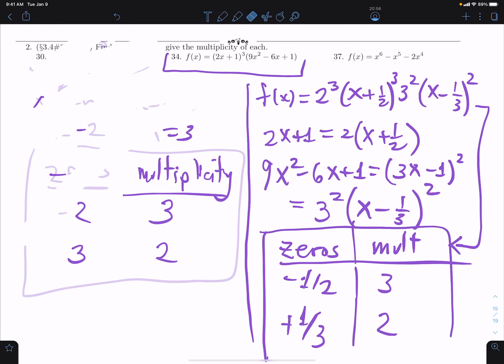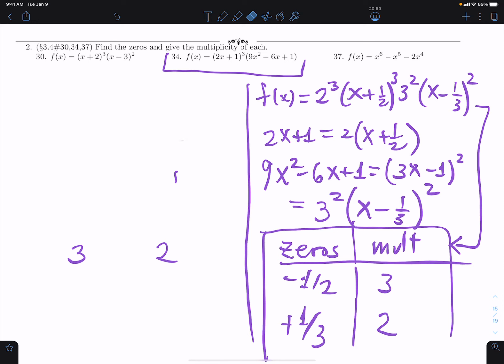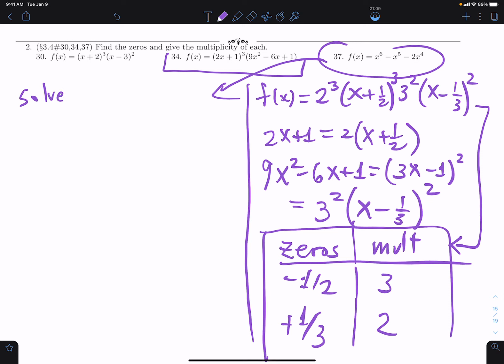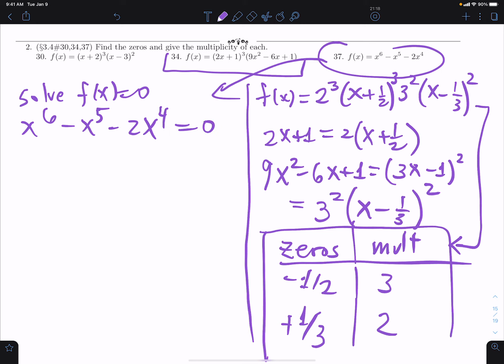Let's clear out some space, do some erasing, and we're going to work on number 37. Let's bring that over here. The thing that we want to do is to solve for the zeros. We want to solve f of x equals 0, or x to the 6th minus x to the 5th minus 2x to the 4th equals 0.